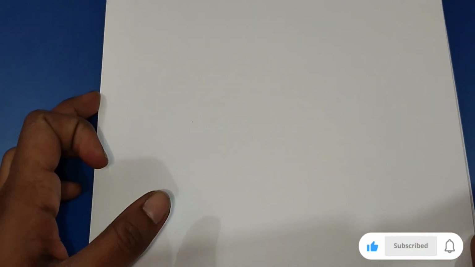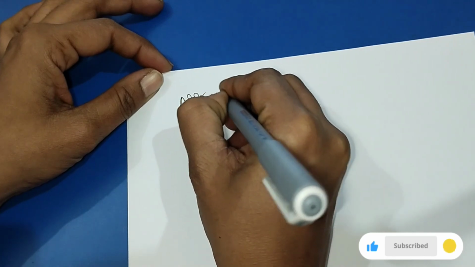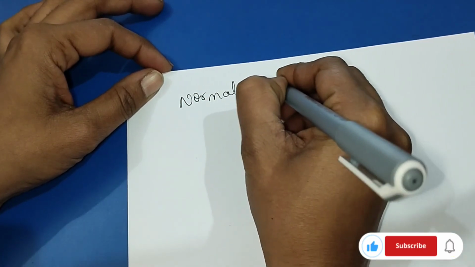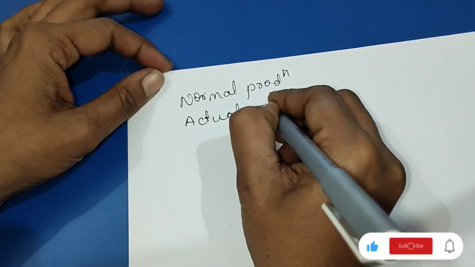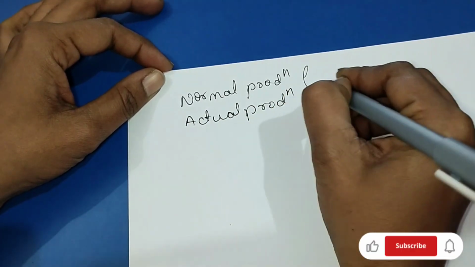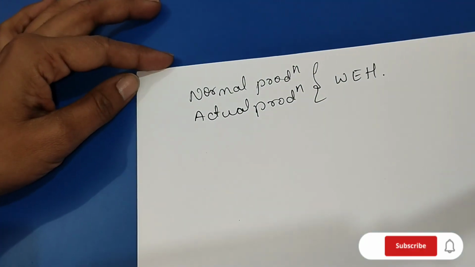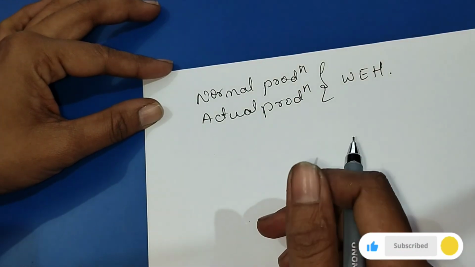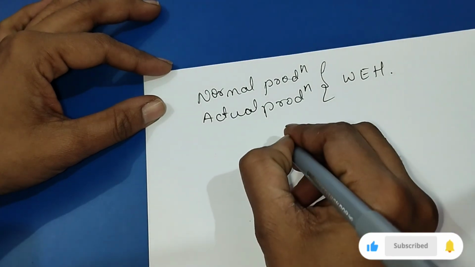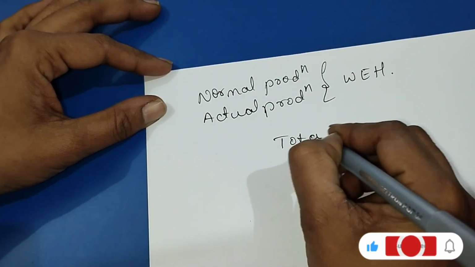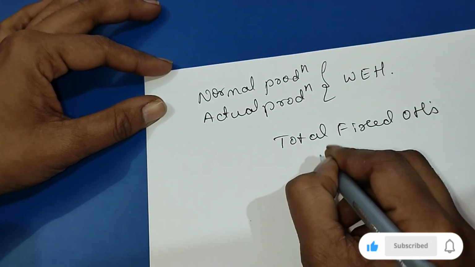Normal production ಕೊಟ್ಟಿದ್ರೆ normal production and actual production, normal production or normal capacity also you can call. These two you are comparing, whichever is higher will be considered for the calculation of fixed overhead per unit. Okay, now how you are allocating the total fixed overhead, let us understand. Total fixed overheads allocation.